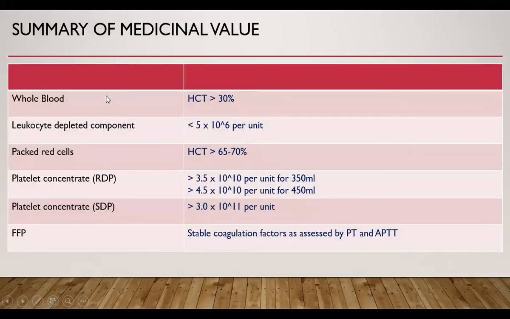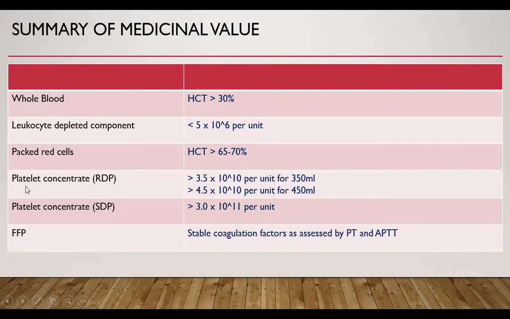So this is summary of medicinal value. Whole blood should have hematocrit more than 30%. By leukocyte depletion, we mean less than 5 into 10 raised to the power 6 leukocytes per unit. Packed cells should have hematocrit more than 65 to 70%.